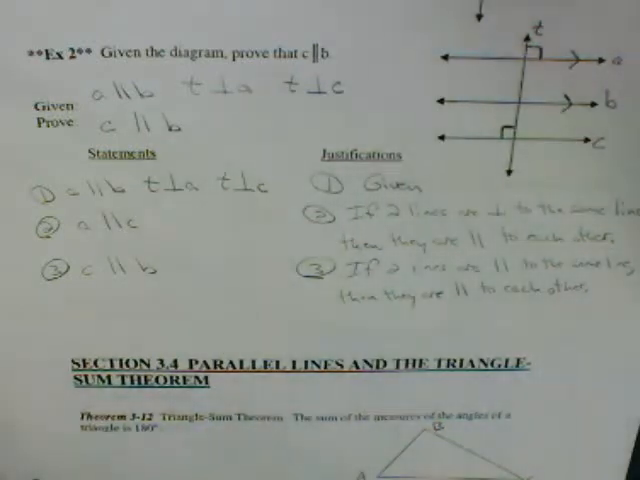So like I said, that was a short section. Basically we had 3 theorems that dealt with parallel and perpendicular lines, and we did a couple proofs regarding those rules or using those rules. And you can tell that next time here we're dealing with parallel lines and the triangle sum theorem. We will talk to you next time.